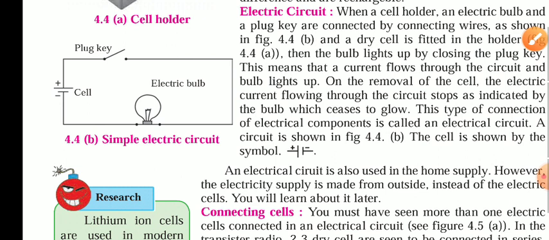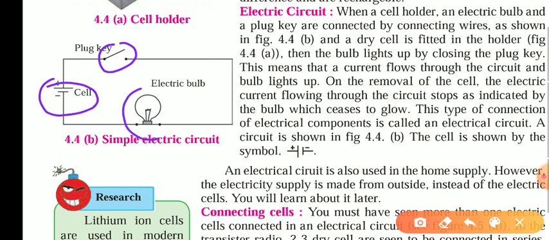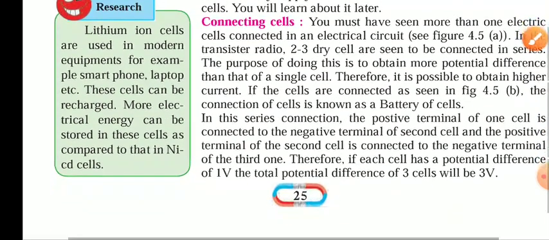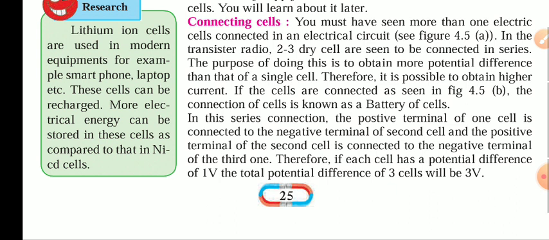Next they have given the electric circuit, which we have already discussed in the previous part. A plug key is nothing but a switch, the cell is a source of energy, and the electrical bulb and the conducting wires are all connected in series, one after another. Next, connecting cells. Whenever we want to connect electrical cells, we connect them positive to negative. We always connect them in series, one after another, and the total potential difference will be the sum of each individual cell. We will see that in the next part with the picture.